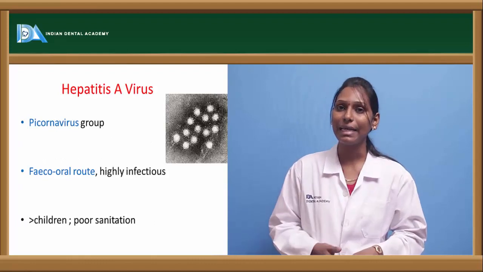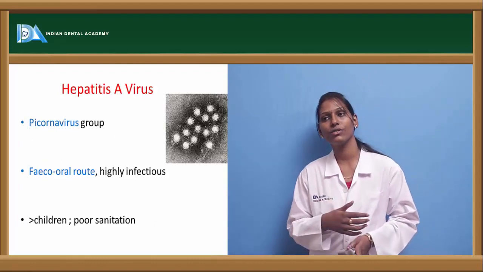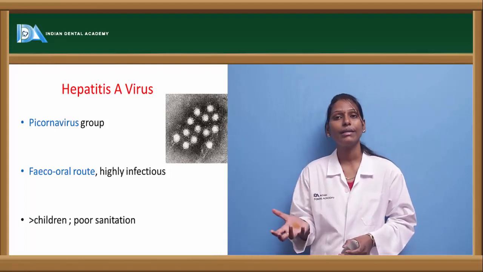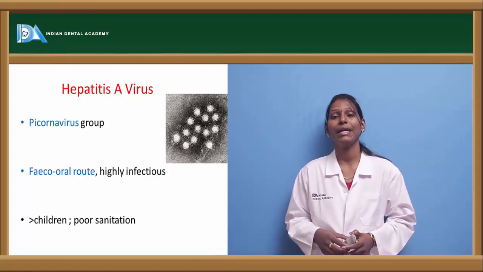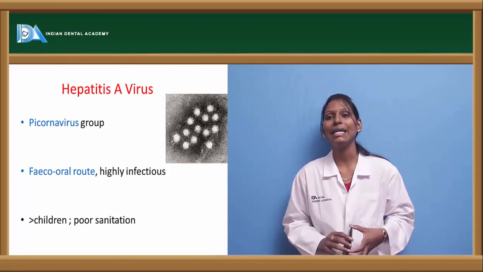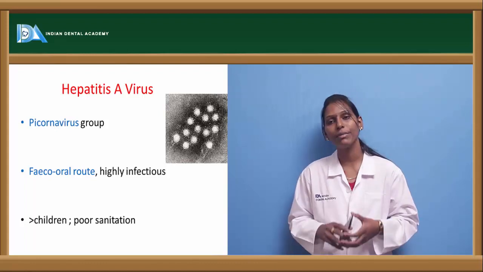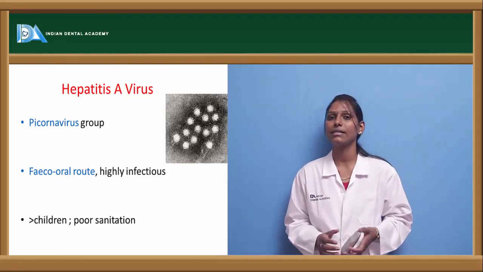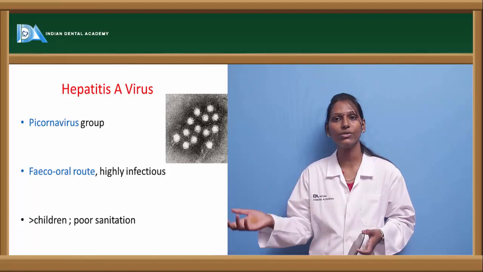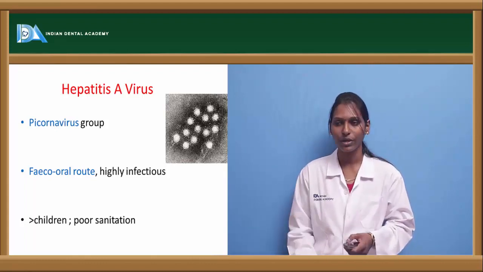Coming to hepatitis A virus, its transmission is through the fecal-oral route and it belongs to the picornavirus group. It is highly infectious. It is most commonly seen in children, in areas where there is poor sanitation and contamination of food and water. This virus can result in hepatitis A induced hepatitis. That is, the transmission is through the fecal-oral route.